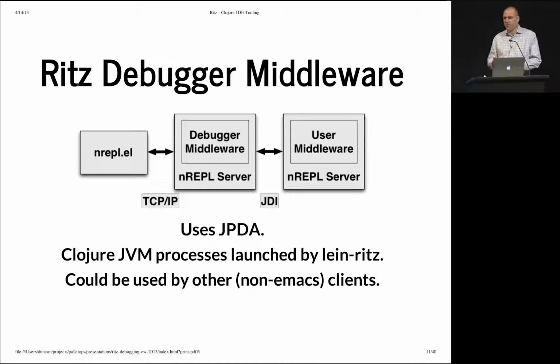So both the user process and the debugger process run nREPL servers. The nREPL server in the user process isn't actually listening on a port. It's using the JPDA facilities, whereas the nREPL server in the debugger process is listening on a port. So it appears like any other nREPL server. Because it's implemented in middleware, you can use this with any client you like, essentially, that knows about the middleware. So you could use this to implement a debugger in a browser.